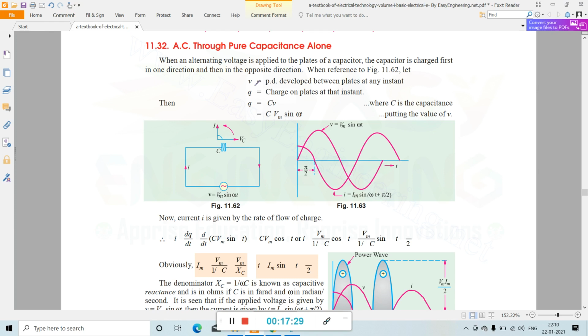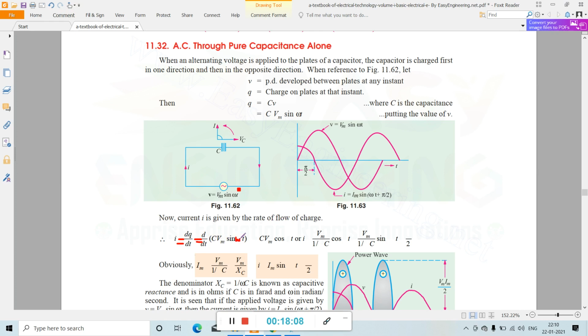Here V is equal to the potential difference developed between plates at any instant. Q is equal to the charge on plates at that instant. Q is equal to C into V, and V is Vm sin omega t. So Q is equal to C into Vm sin omega t. Now current I is given by the rate of flow of charge, so I is equal to dq by dt, that is equal to d by dt of C Vm sin omega t.